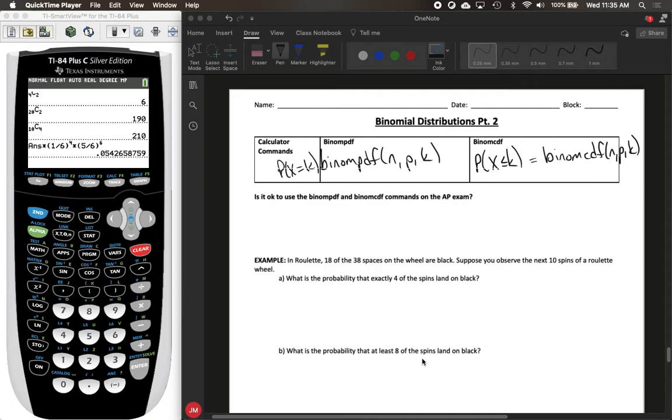Last section I mentioned that there were going to be some calculator commands that were going to be very useful when working with a binomial distribution. So that's what this section of notes is going to be all about. There are actually two different calculator commands that will do the binomial formula for you.